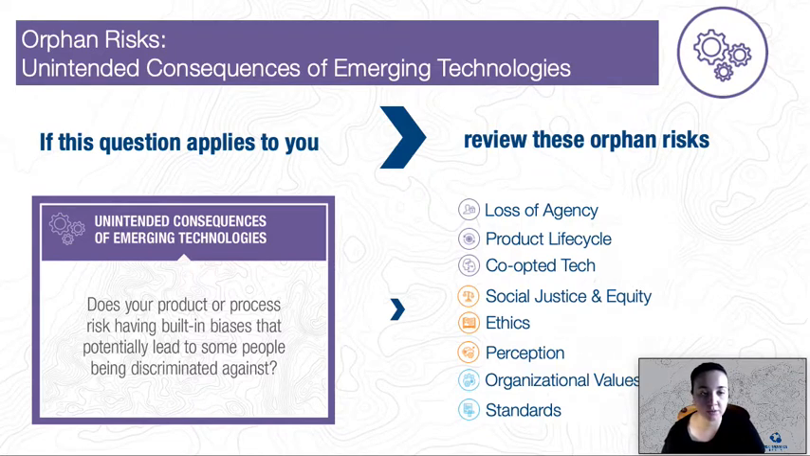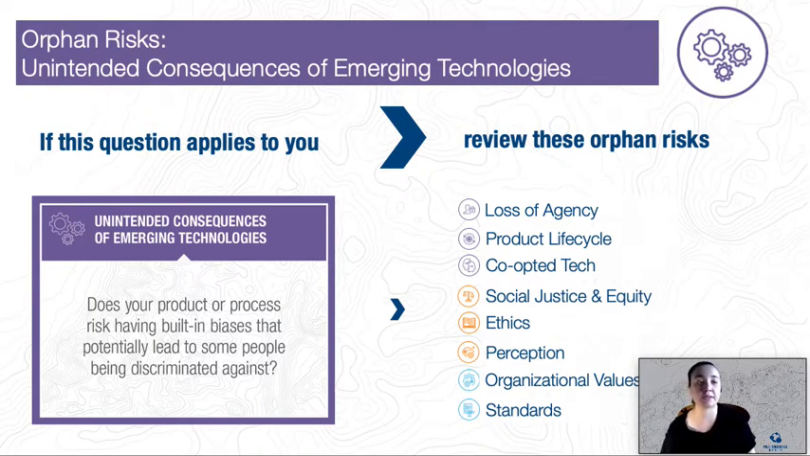Does your product or process risk having built-in biases that potentially lead to some people being discriminated against? If this question resonates with you, maybe you're working with AI in general and computer learning more specifically, or if you have a complex product lifecycle, you may consider how and where your product is made and any downstream waste it creates. Or maybe your service excludes more people than it includes.